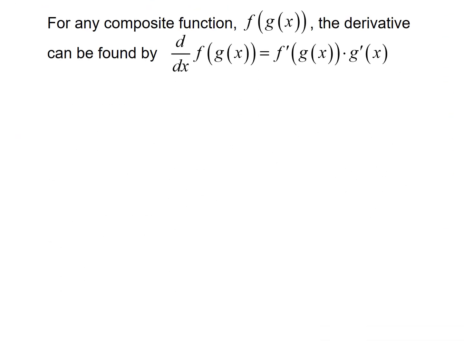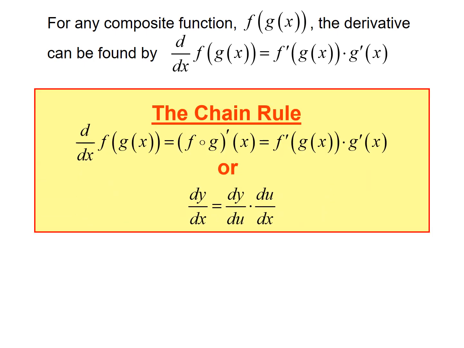All right, so now we're into calculus. We want to take the derivative of a composite function, f of g of x. And the derivative of f of g of x is f prime of g of x times g prime, meaning take the derivative of the outside, leave the inside alone, and multiply that by the derivative of the inside.